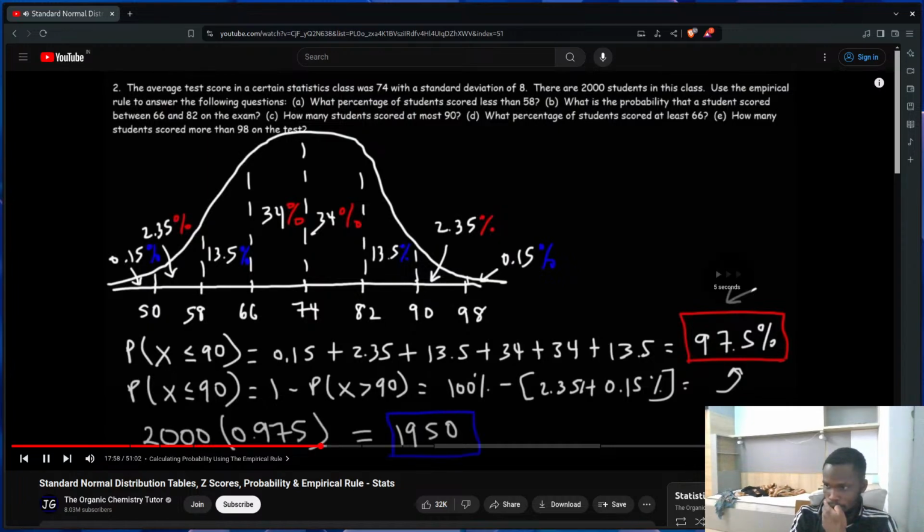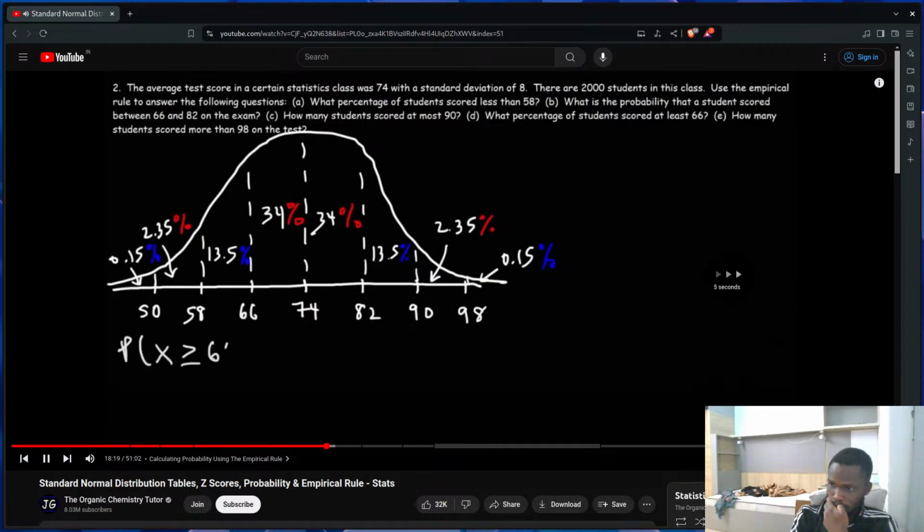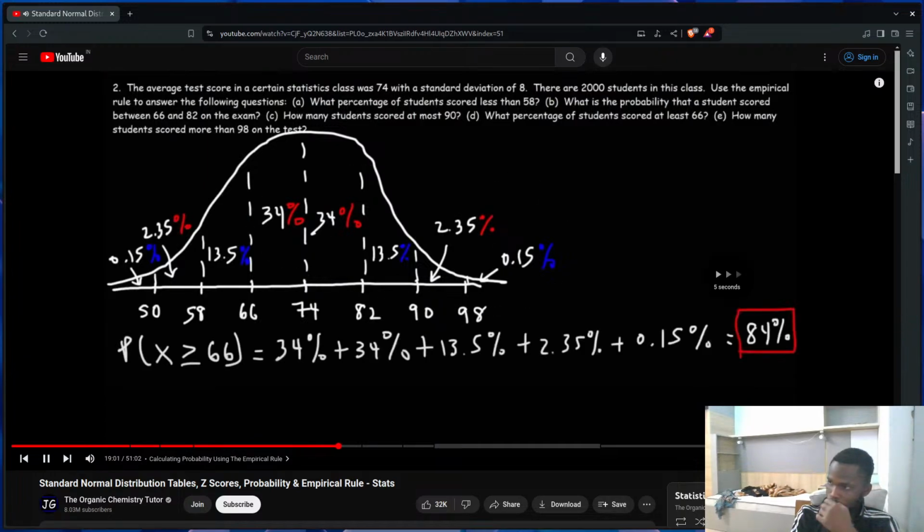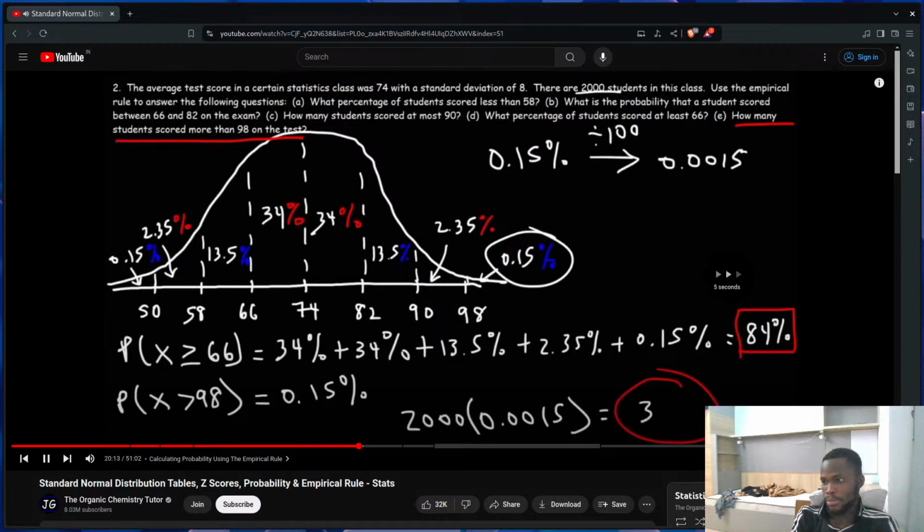The percentage of students greater than or equal to 66. So therefore we need everything to the right of 66. Part E: how many students scored more than 98 on the test? So that's how you solve this situation.